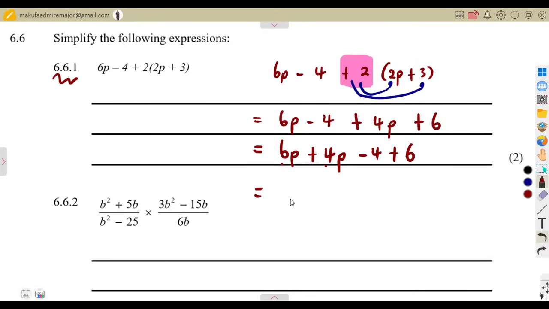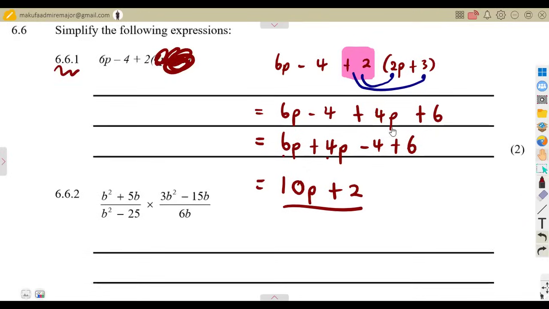6 plus 4, that is going to give us a 10. So that's 10p. 6 minus 4, or -4 plus 6, that is going to give us a positive 2. You can also use your calculator to verify on that one. That is a positive 2. So that is how you can simplify. Take note, there is a bracket. What is affecting the bracket? The plus 2, the number that is in contact with the bracket.